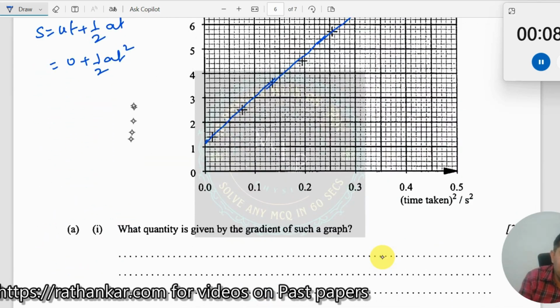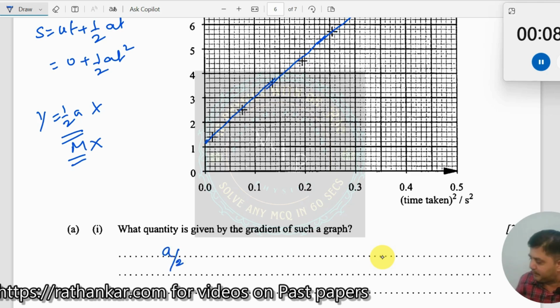So what is s? s is along the y-axis, and this t square is along the x-axis. This half a is the slope. So this is your mx. So what is the slope? Slope is nothing but a by 2. a by 2 is nothing but the slope. So what should you write? This is for 2 marks over here.